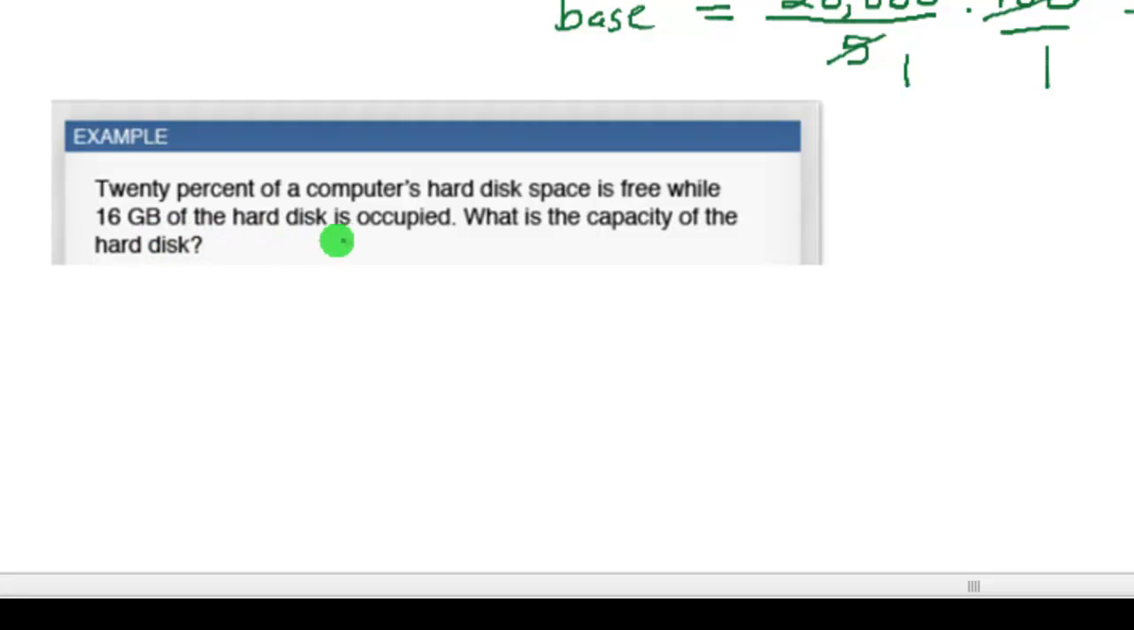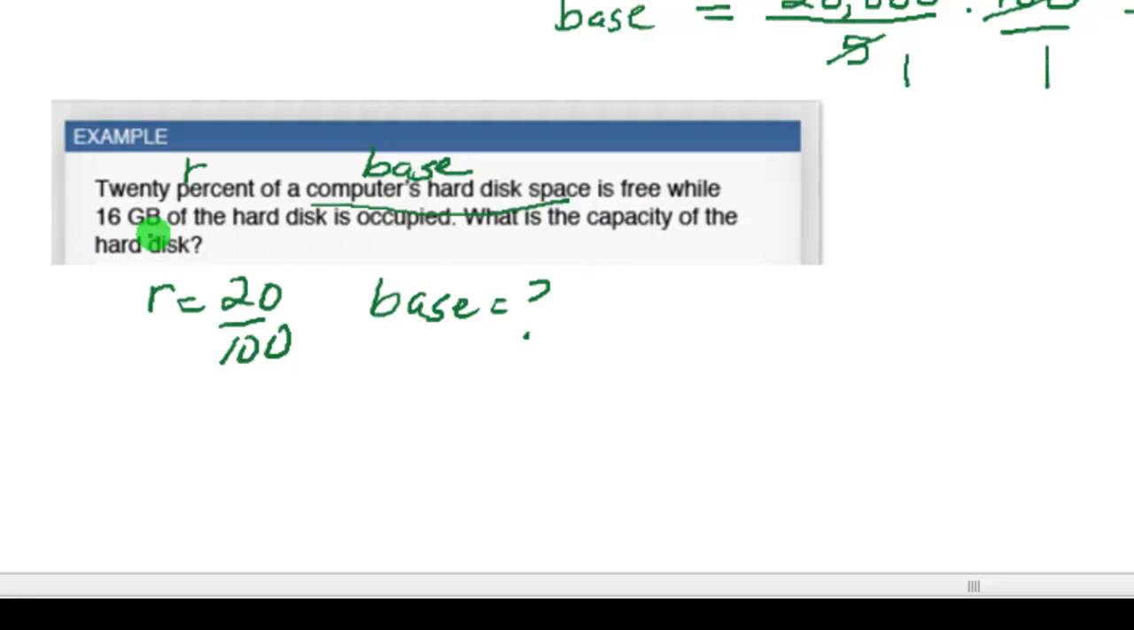of the hard disk is occupied. What is the capacity of the hard disk? So 20% of a computer's hard disk space. That's your base. Okay, here's your rate. So your rate, we don't know the base.